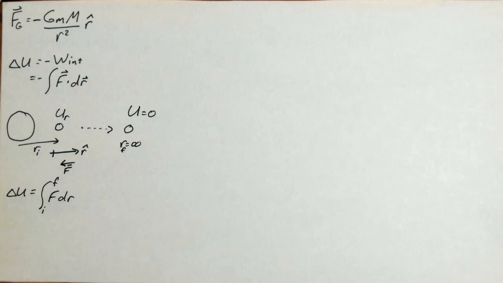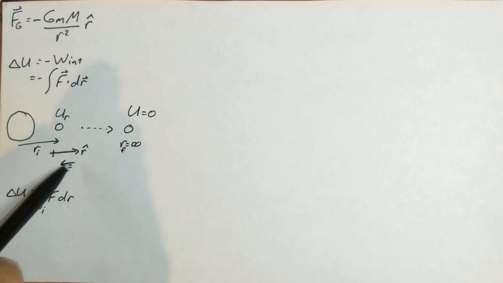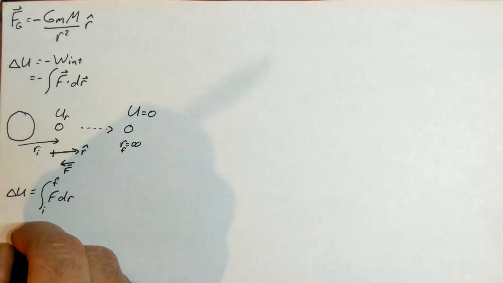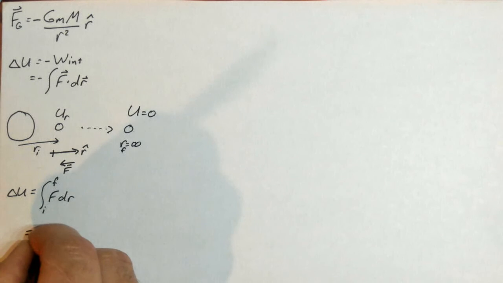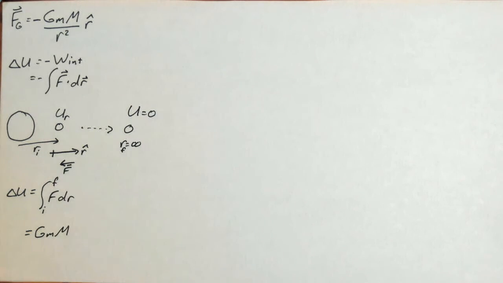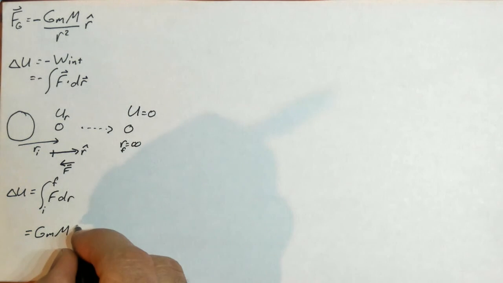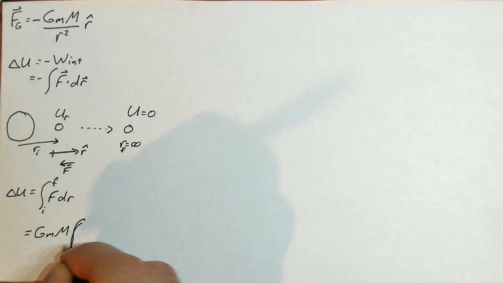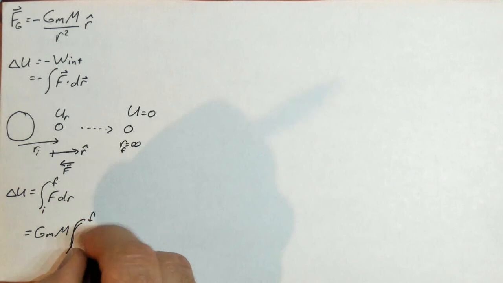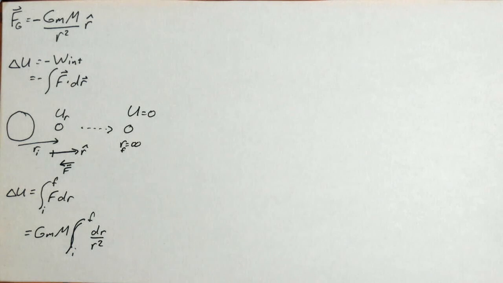All right, well, now I just plug in this as a magnitude. I've already taken care of its direction, so I don't care about that minus sign. I've already chosen it by saying it's this way. So I just plug that in, and I'm going to go ahead and pull out the constants right away. The G, M, and M, they're constants. And all I get is an integral from initial to final of dr over r squared.